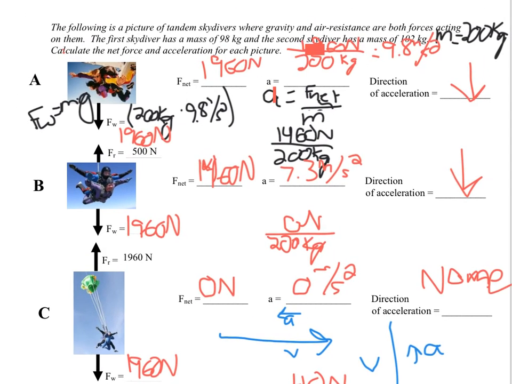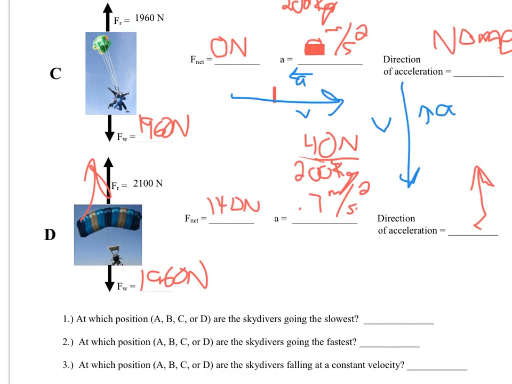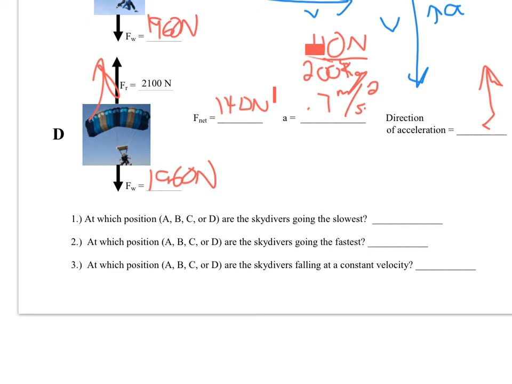The very instant they jump out of the plane is actually when they're going the slowest, because they had just jumped out of the plane. Acceleration hadn't picked up their speed yet. As they're falling, they're going faster and faster until this moment right when they open their parachute is actually when they were going the fastest, because as an object falls, it keeps gaining speed. So at which position are the skydivers going the slowest? They're actually going the slowest at position A.